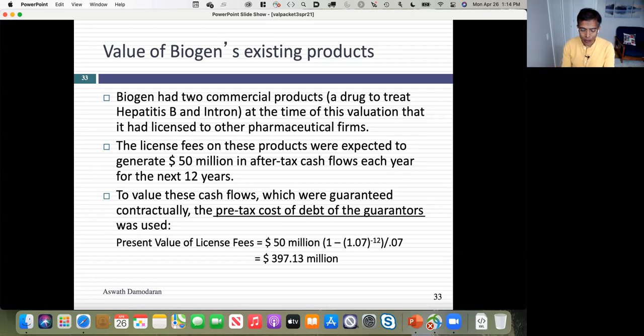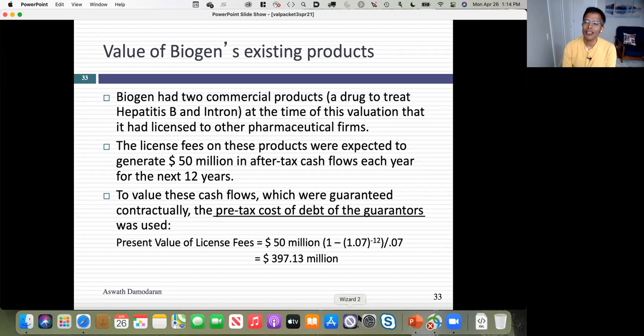So you know what I ended up doing? I took the $50 million in licensing fees and discounted them back at the pre-tax cost of debt. Why pre-tax? Because the licensing fees are pre-tax cash flows. Pre-tax cost of debt of Merck of 7%. And what I got as a present value was $397 million.